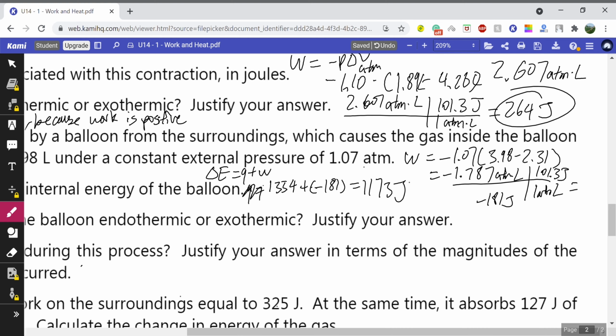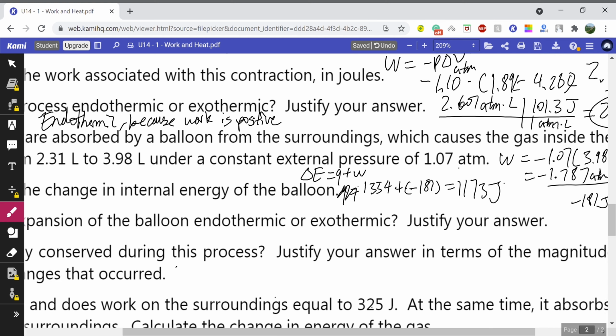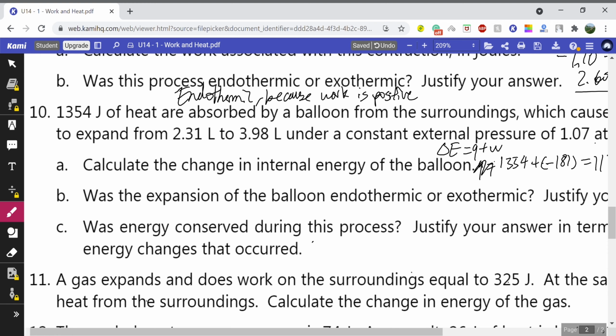1173 joules. Now, was the expansion of the balloon exothermic or endothermic? The answer is endothermic, because the balloon absorbed energy.